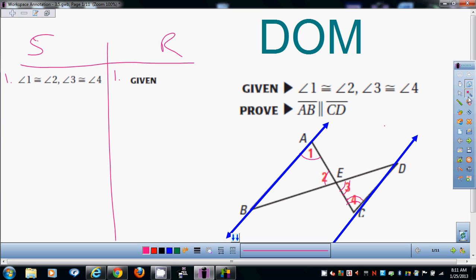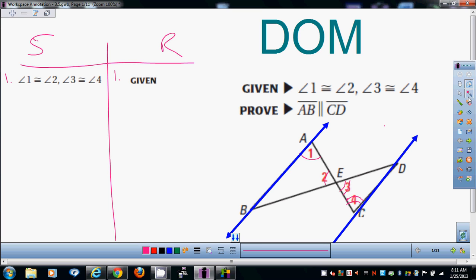Yes, 2 and 3. No. Look at your vertical angle theorem. Vertical angle theorem. In your notes. Look at it now. What does it say? They are congruent. Thank you.